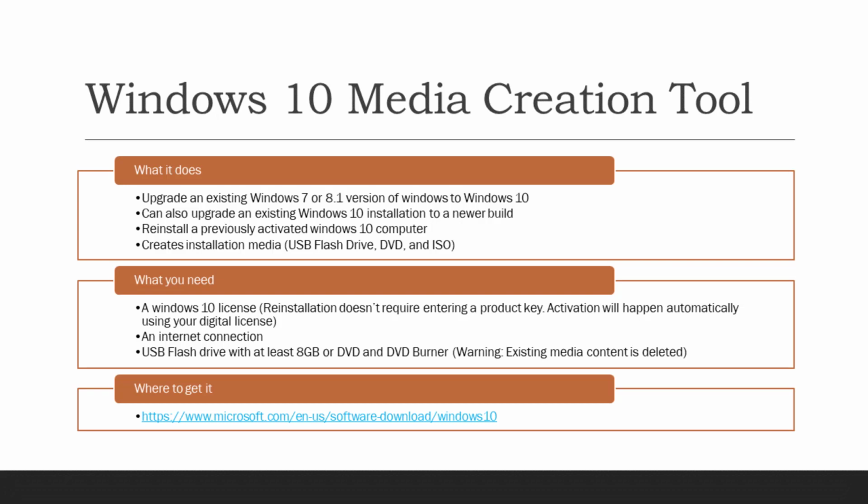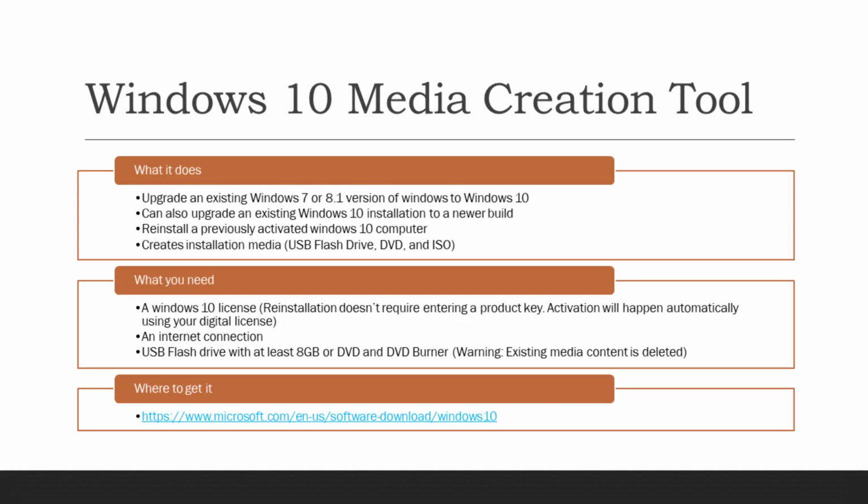The Windows 10 Media Creation Tool can be used in two ways: upgrading or reinstalling your existing Windows installation, or creating installation media to install Windows. If you're running Windows 7 or 8.1, you can use it directly to perform an upgrade. If you're already at Windows 10, you can use it to reinstall and upgrade to the latest version. If you're running Windows XP or Vista, you'll need to create installation media.